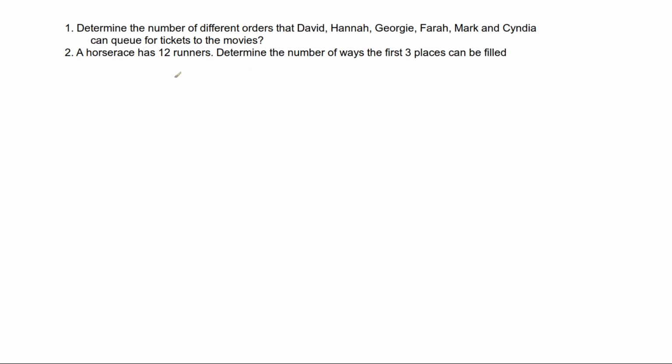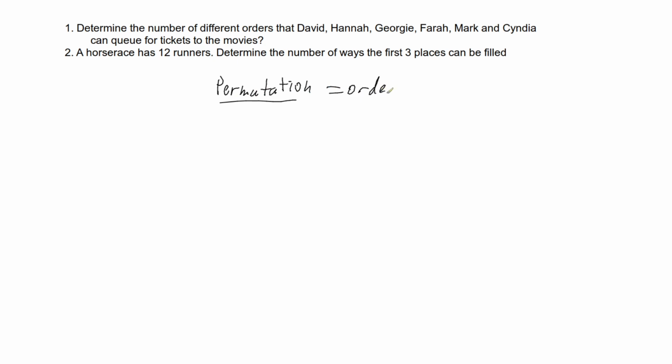And the next one, we've got a horse race with 12 runners, 12 horses in it. And we want to know, probabilistically, how many different ways can we fill first, second, and third. Now, these are all permutation problems, and the reason they are is because we're trying to do ordering. We're trying to order certain items or people into a certain number of slots.